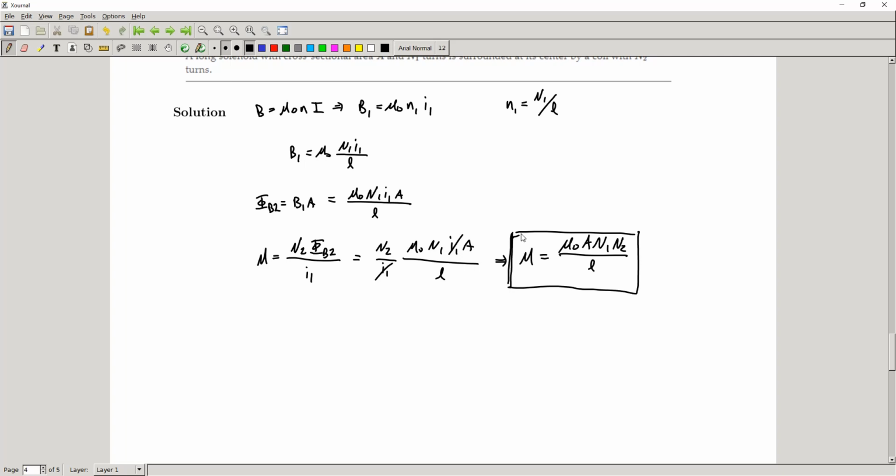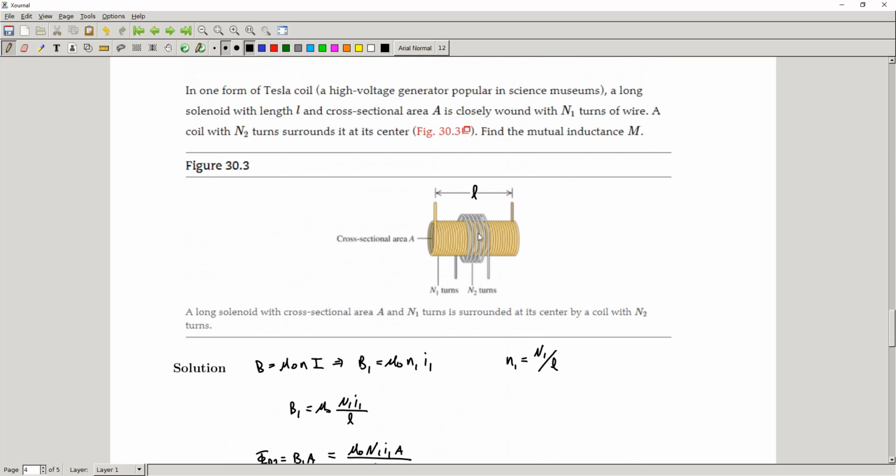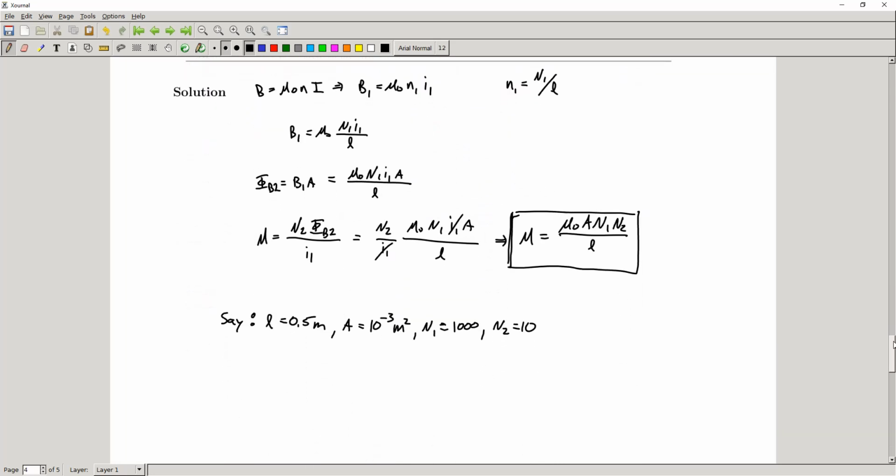We're going to use this result in the next problem, so I'm going to put some numbers to it so we can carry it forward. Let's say we have a length for our solenoid of 1/2 meter, and a cross-sectional area of 10 to the minus 3 meters squared. So it's a long, thin solenoid. Let's say we have 1,000 turns in our solenoid, and 10 turns in the coil that surrounds the solenoid, this silvery looking thing. So 10 turns in silver, 1,000 turns in the gold thing.